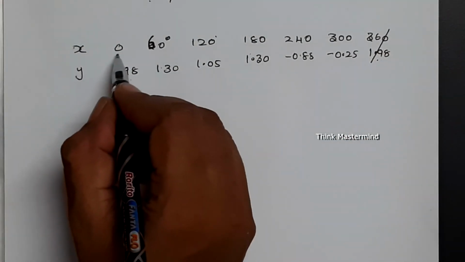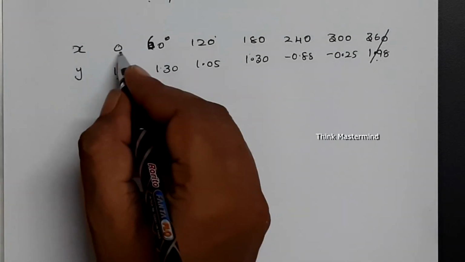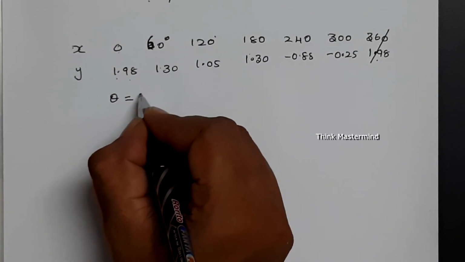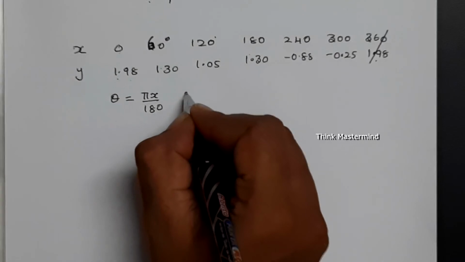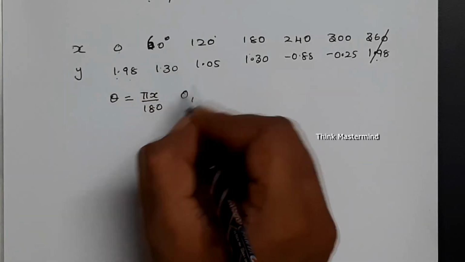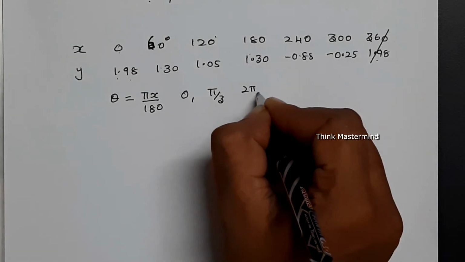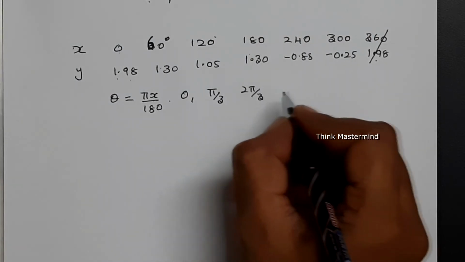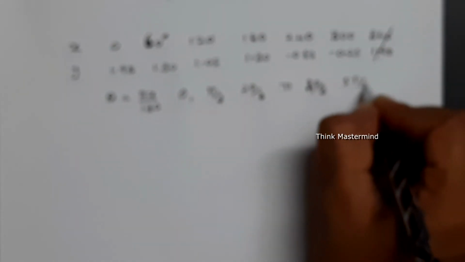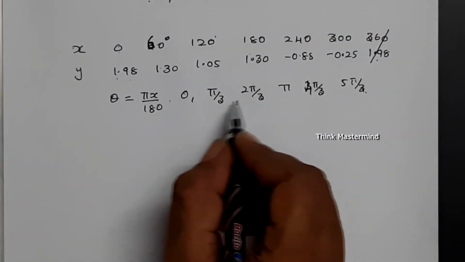Now we know very well you have to write it in degree in radian form. So theta becomes, x is equal to 0. The radian form is pi times x by 180, then theta becomes 0. If it is 60 degrees, that is pi by 3, then 2 pi by 3. Theta values for x are pi by 3, 2 pi by 3, pi, 4 pi by 3 and 5 pi by 3. So there is no change in theta value from the previous table, 0, pi by 3.